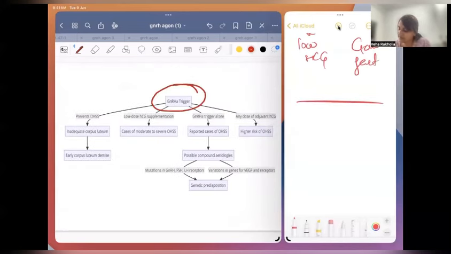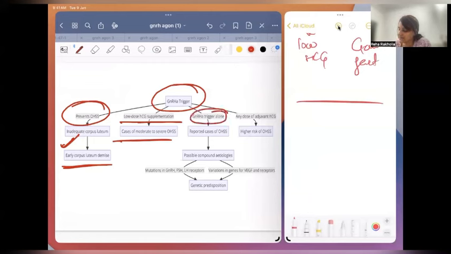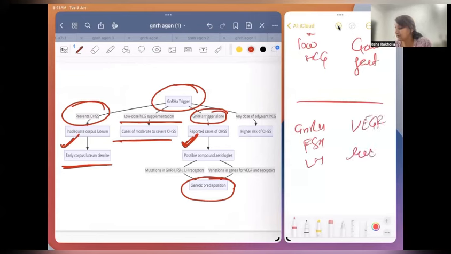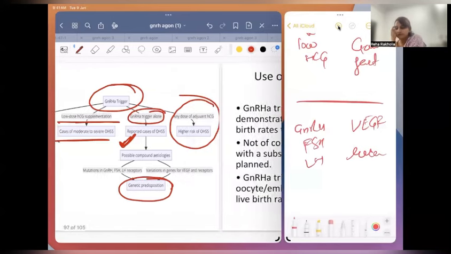See, GnRH agonist trigger prevents OHSS, but causes inadequate corpus luteum, early corpus luteal demise. Low dose HCG supplementation causes moderate to severe OHSS. If we have given GnRH agonist trigger alone without HCG supplementation and there are reported cases of OHSS, that means they have some genetic predisposition. Either they will have a mutation in the GnRH, FSH and LH receptor, or they will have variation in the gene of VEGF and its receptor. And any dose of adjuvant HCG is a high risk for OHSS.